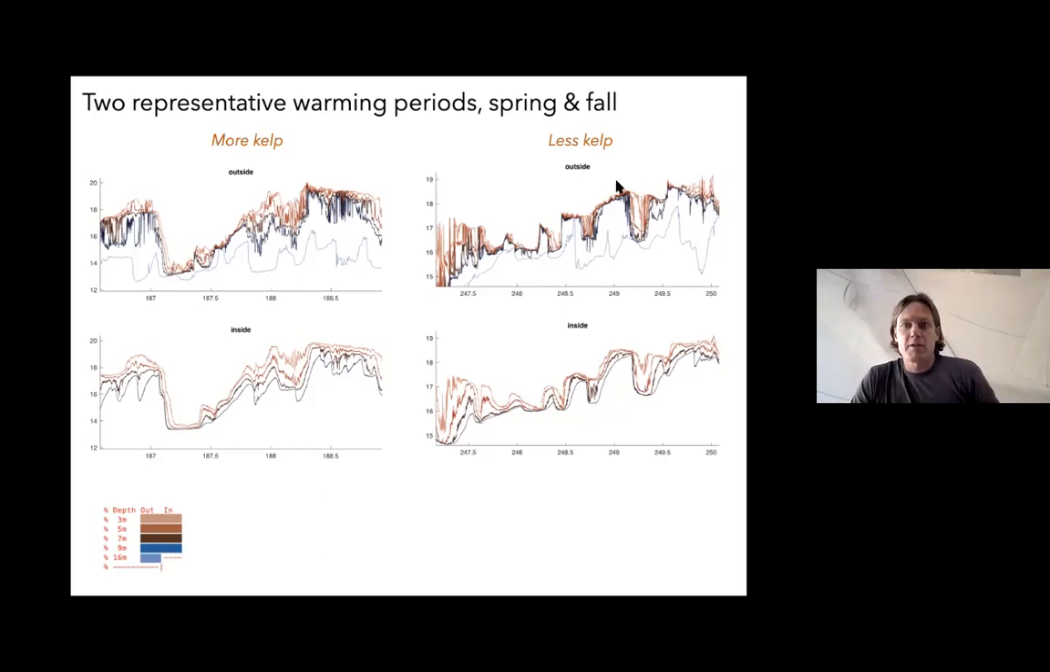In contrast, when there's less kelp in the fall, there's still a reduction in these temperature variations, but those reductions aren't necessarily as dramatic or as significant.